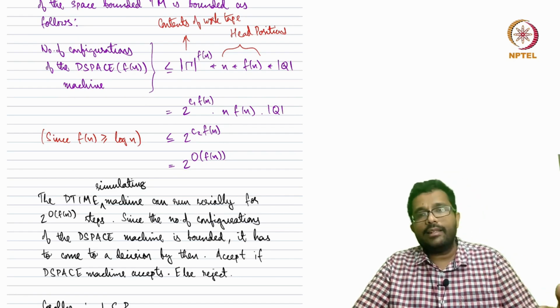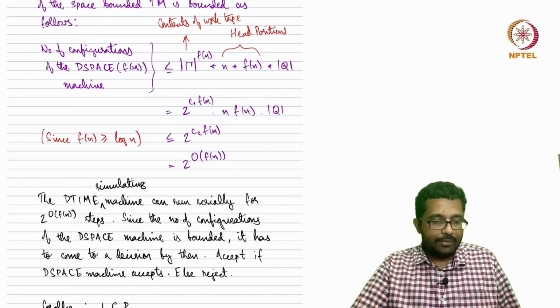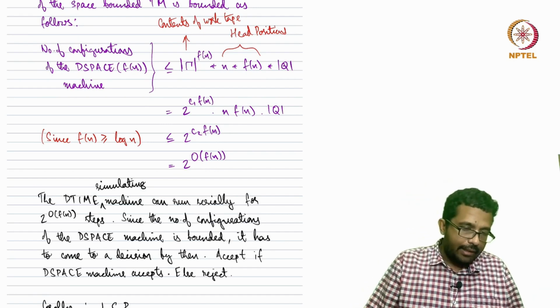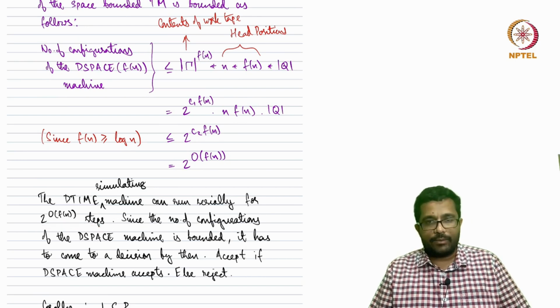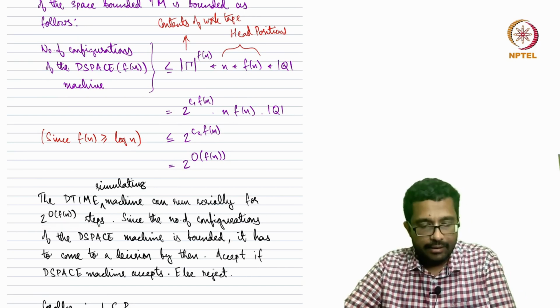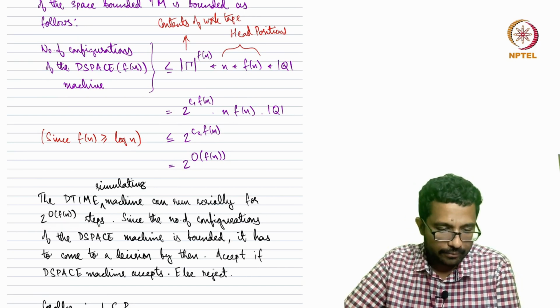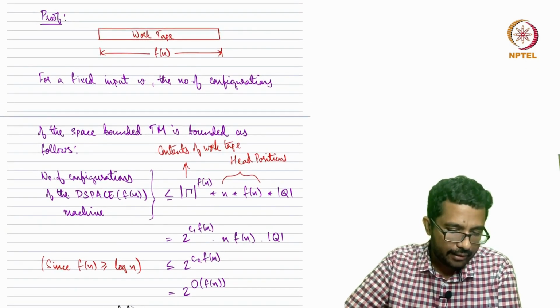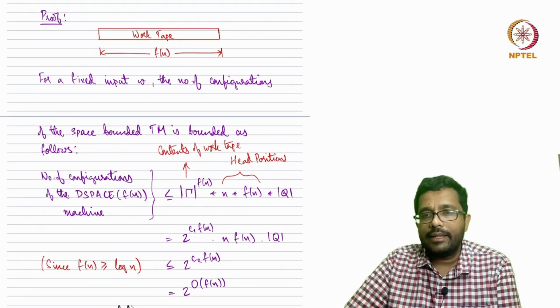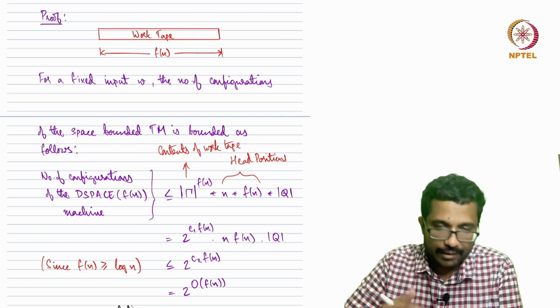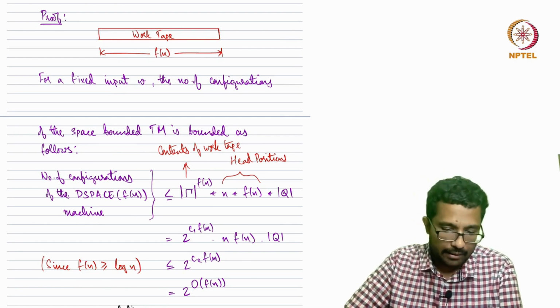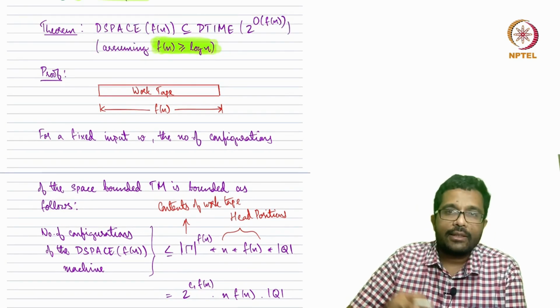So we just run the deterministic space machine and limit the running to 2 power O(f(n)) steps. If it accepts, we accept. If it does not accept in that much time, we reject. So the main key idea here is that we bounded the number of configurations, which is exponential in the space complexity, and that gave us a time bound.